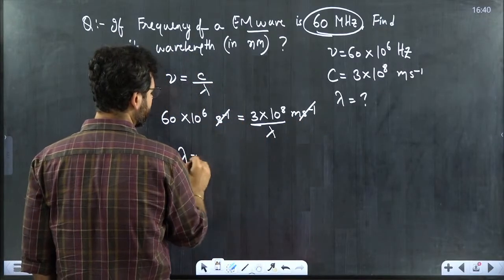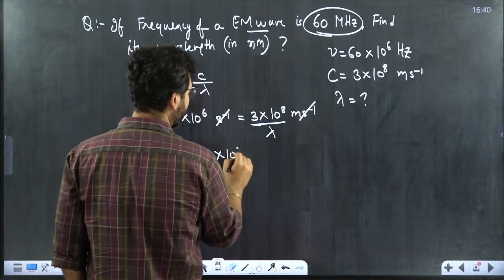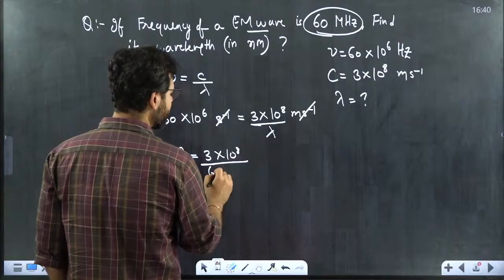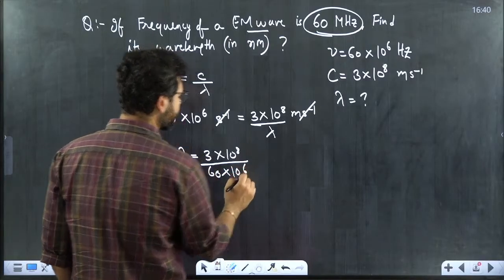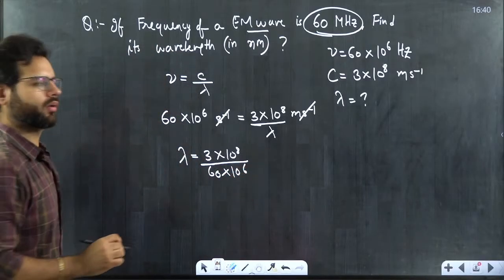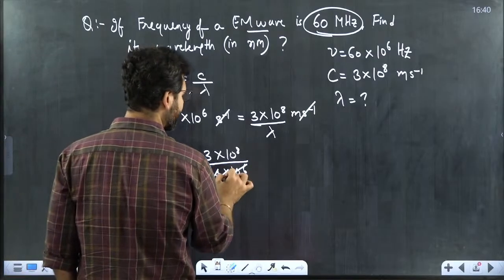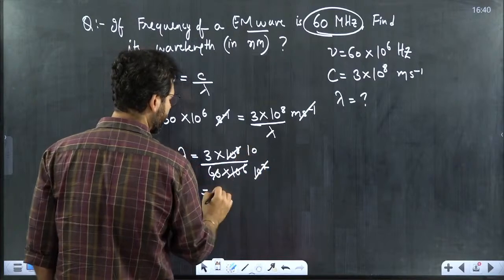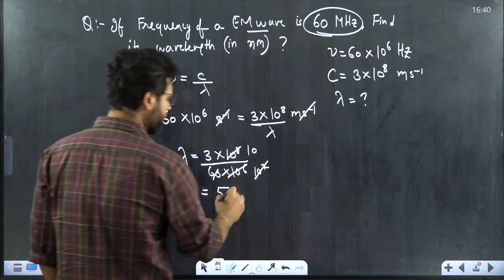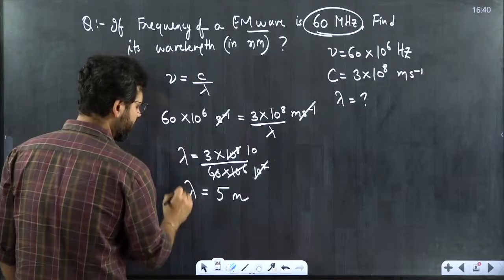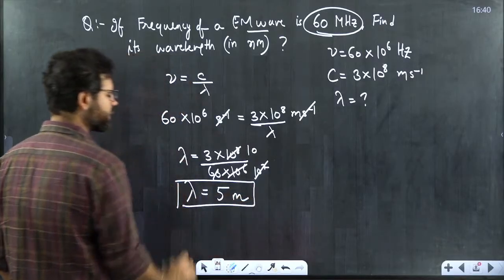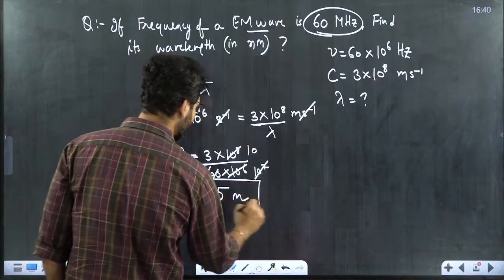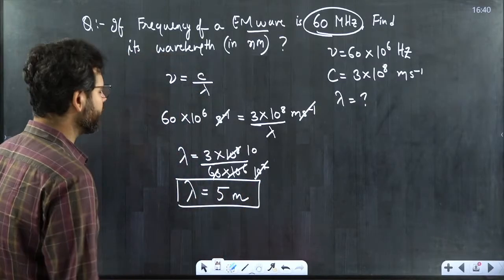So lambda comes out to be 3 into 10 power 8 by 60 into 10 power 6. Okay, this will become 10 power 7, and with 10 power 8 it will go 10 times. So lambda comes out to be 30 by 6, which is 5 meter. So in meter it is coming out to be 5. So it is a very large lambda, almost a radio wave.